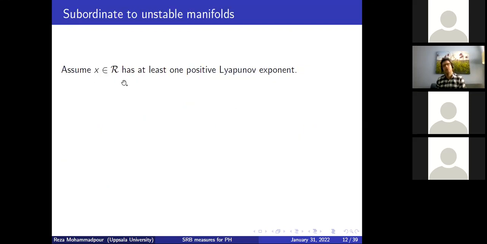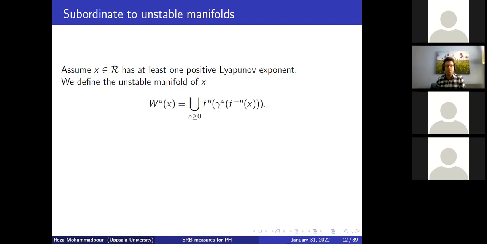Assume that x belongs to the regular set and has at least one positive Lyapunov exponent. By Pesin's theorem, we know that there exists an unstable disk. So we define the unstable manifold of x as follows: take the inverse of this function f^n, apply it to the unstable disk, take the image under f^n, and finally take the union over all positive n. That's the definition of the unstable manifold.